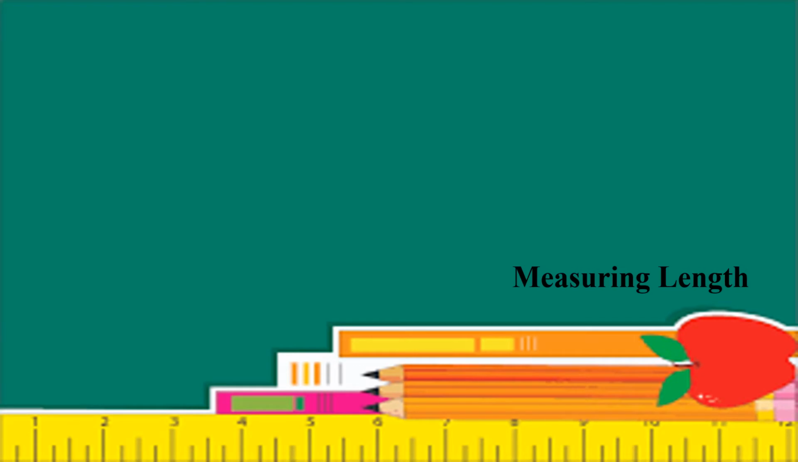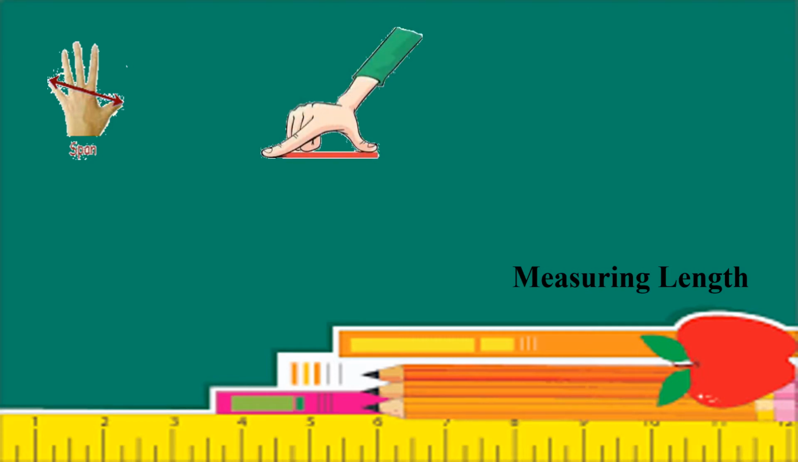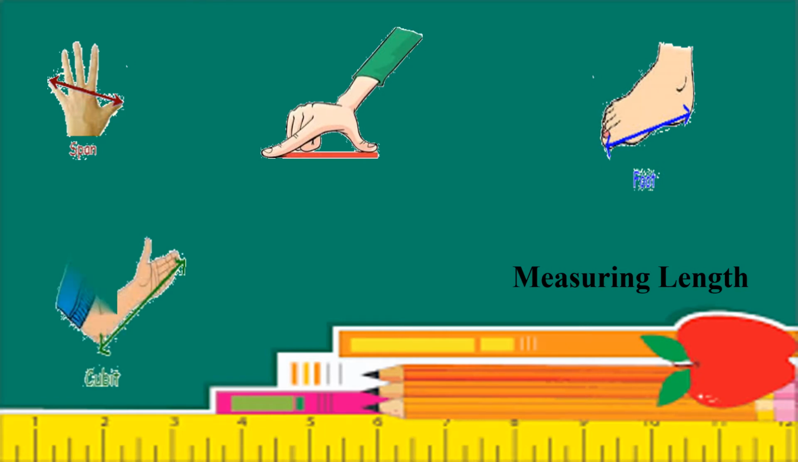Measuring length. We can use the hand span, the foot span or the cubit to measure smaller lengths. Now, what do you mean by a hand span? It is the distance from the tip of the thumb to the tip of the little finger on an outstretched hand. Foot span is the distance from the tip of the toe to the heel of the foot. Cubit means a length from the elbow to the fingers.